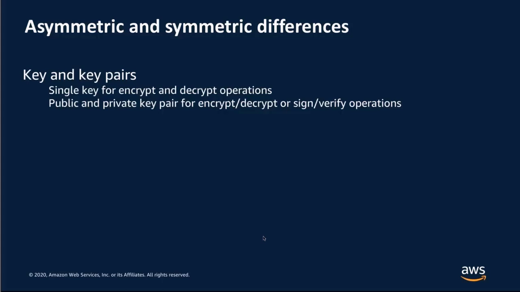So a single key, as I mentioned, is used for both encryption and decryption operations in the case of a symmetric key. But in the case of an asymmetric key, we call them asymmetric key pairs, and you would have a public key and a private key that is used for encryption or decryption operations or signing or verify operations.